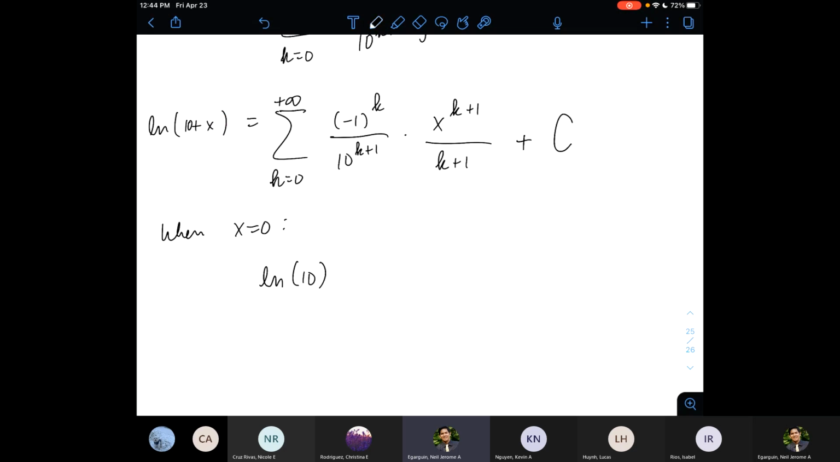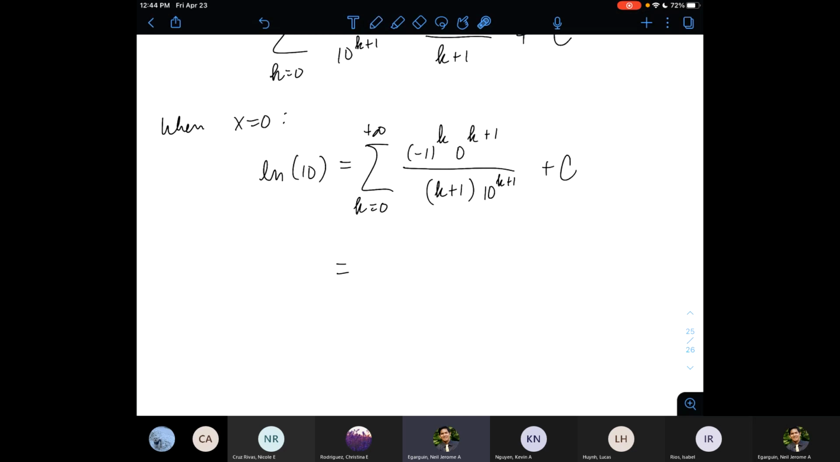So we get ln 10 equals the sum of negative 1 to the power k, 0 to the k plus 1 over k plus 1 times 10 to the k plus 1, k going from 0 to infinity, plus c. But again, here you're just summing up exact zeros, right? So the sum of zeros will just be 0 plus c. So that means c is equal to ln of 10.